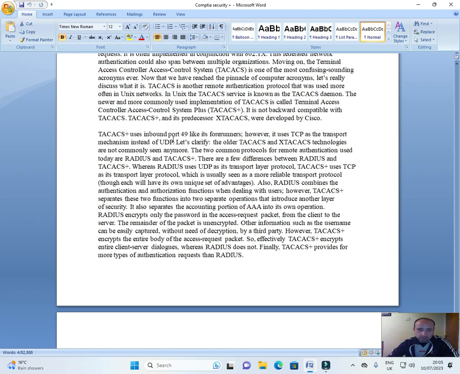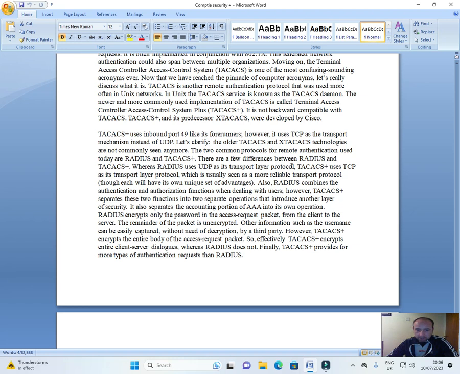TACACS Plus uses inbound port 49 like its forerunners. However, it uses TCP as a transport mechanism instead of UDP. Let's clarify. The older TACACS and XTACACS technologies are not commonly seen anymore. The two common protocols for remote authentication used today are RADIUS and TACACS Plus.